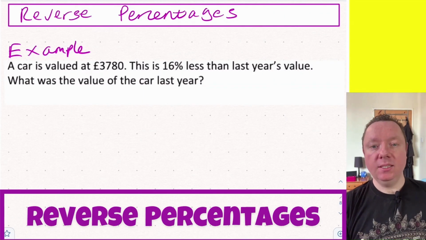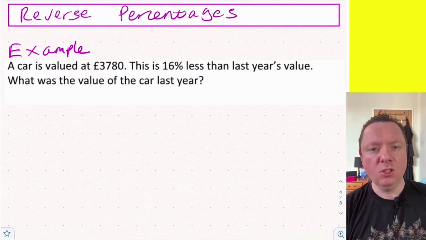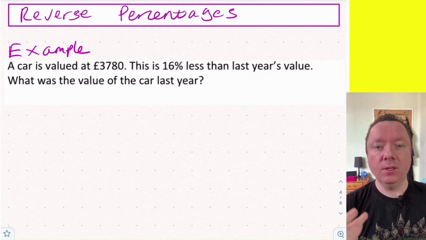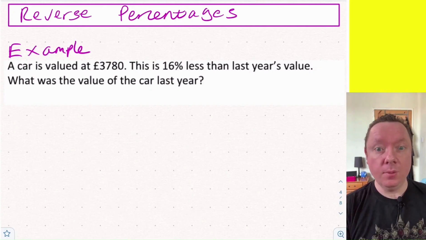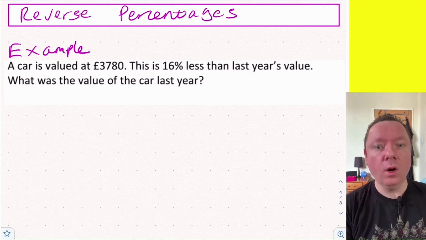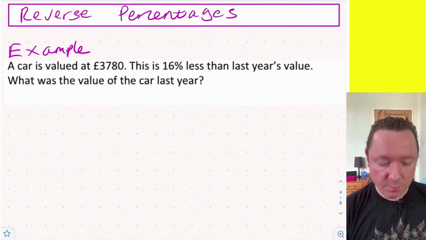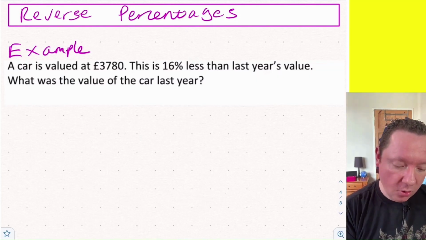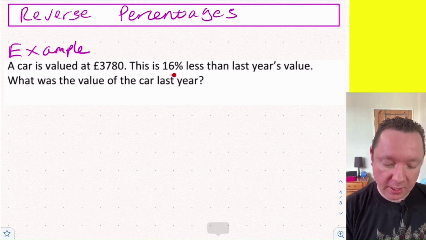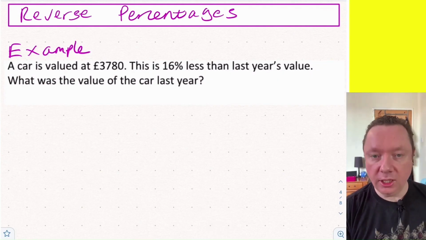Okay, reverse percentages. So at National 5, in the calculator paper, there's generally 2 types of percentages question. The one we just did, where there was a time frame and we times by the multiplier to a certain power. The other one is where there's no time given at all in the question and you're working backwards to find the answer. Let's see it with an example. A car is valued at 3,780 and this is 16% less than last year's value. What is the value of the car last year?